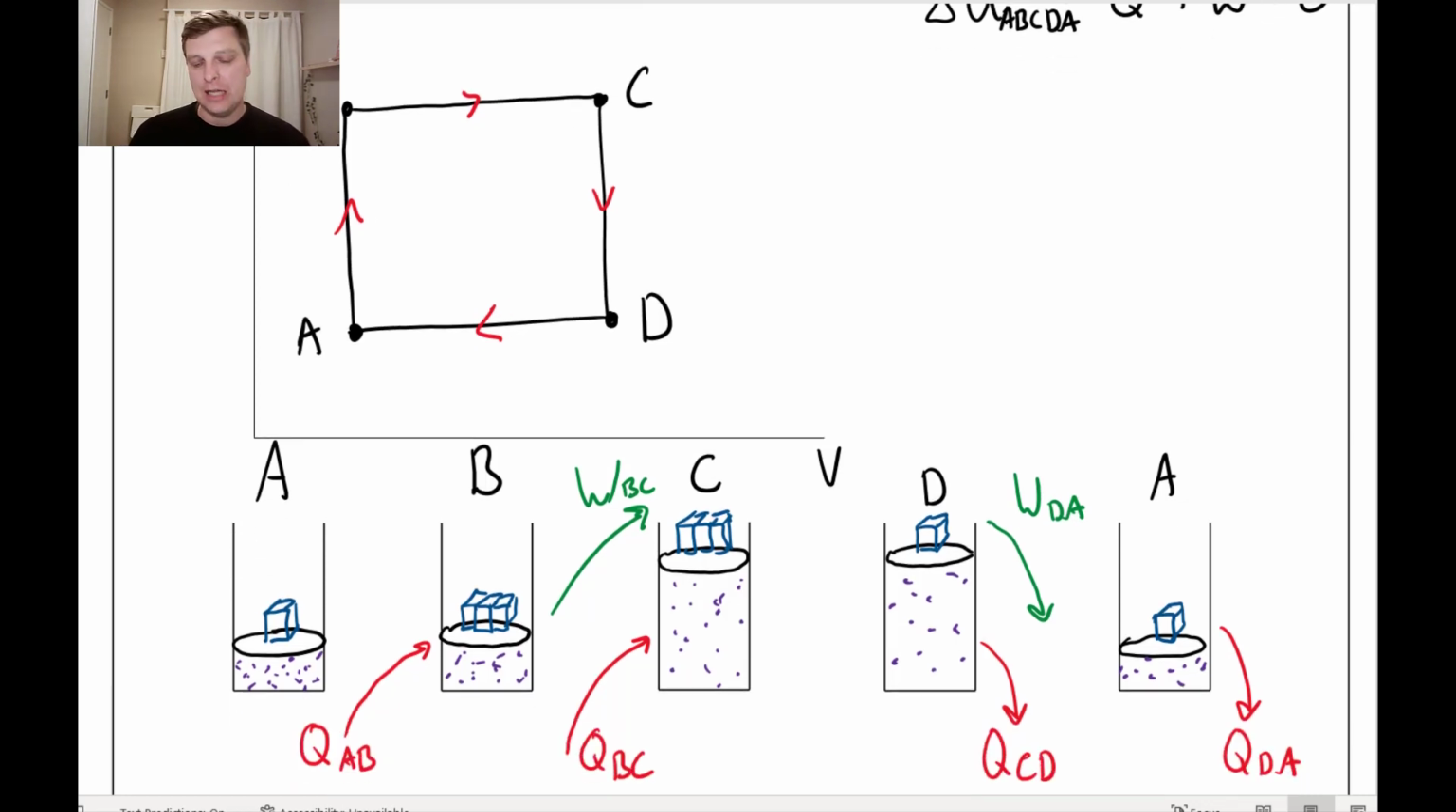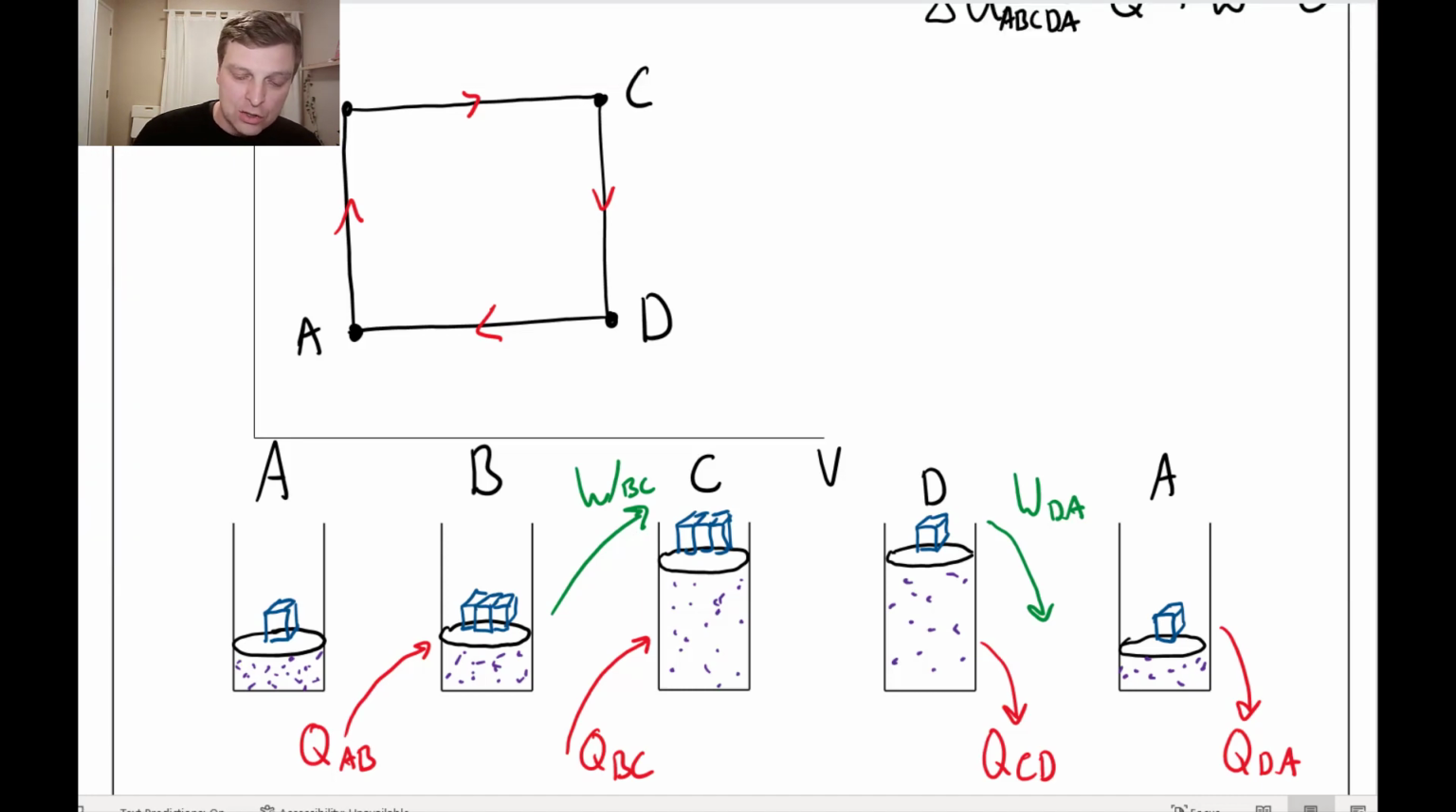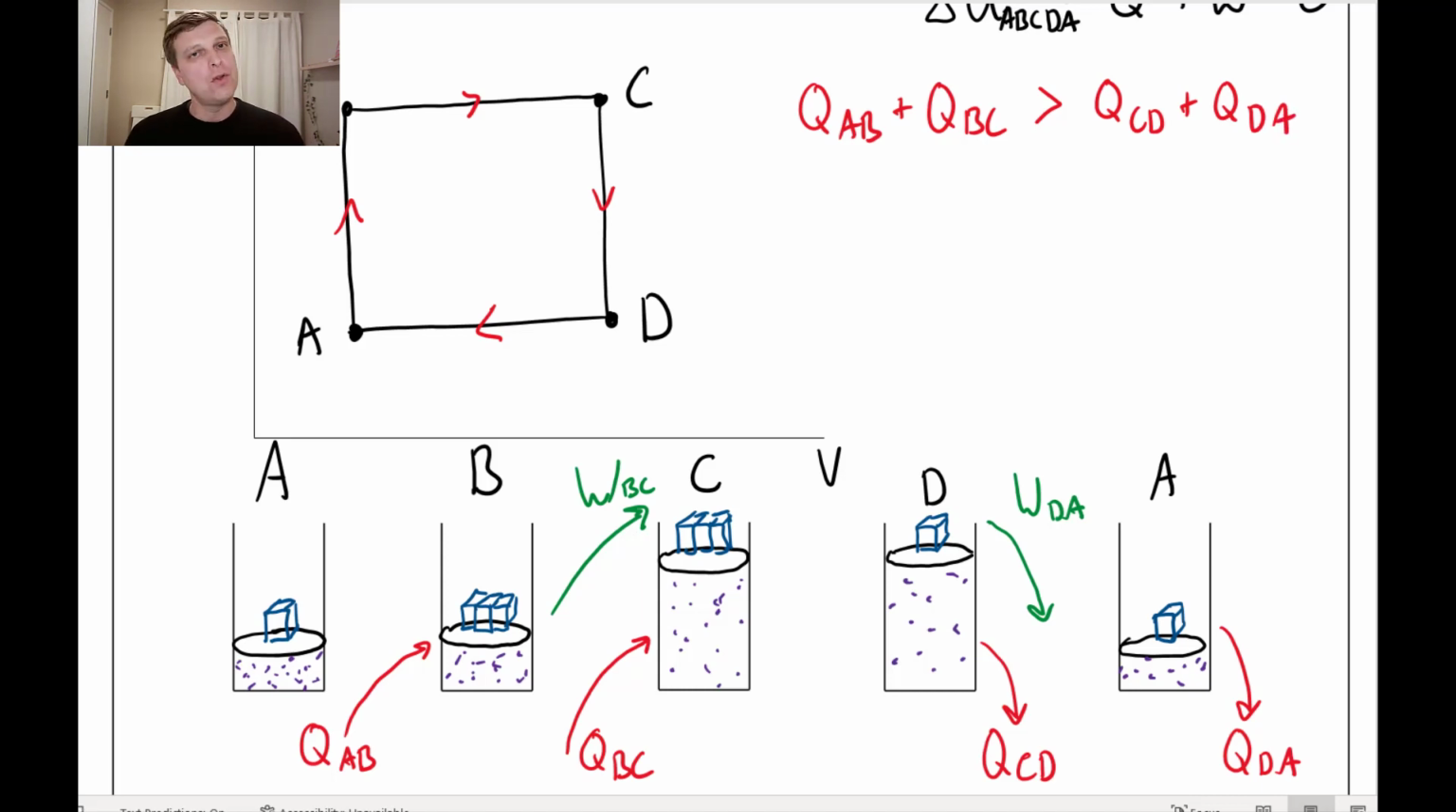But let's think about the heat flow. So the heat that flowed into the system, right? There were 2 times the heat flowed in. So I had QAB plus QBC. Those are the 2 times the heat flowed into my system. Those 2 heat flows must be greater than QCD plus QDA. Remember, those are the times that heat flowed out of the system.